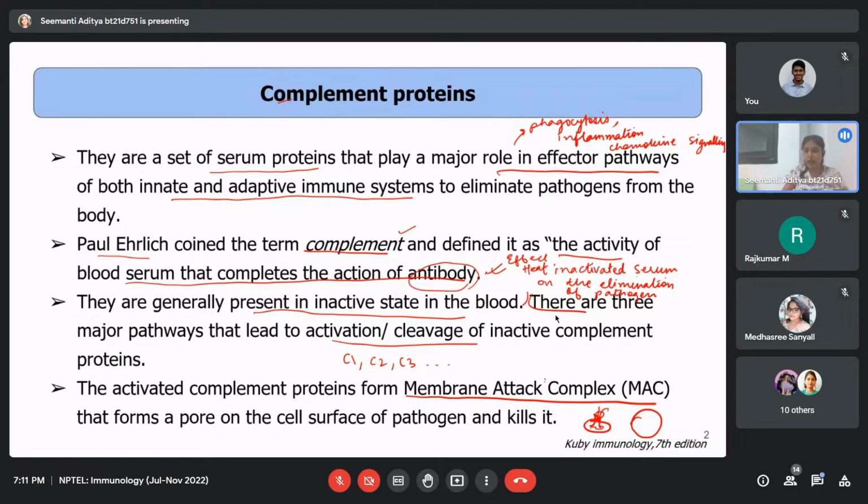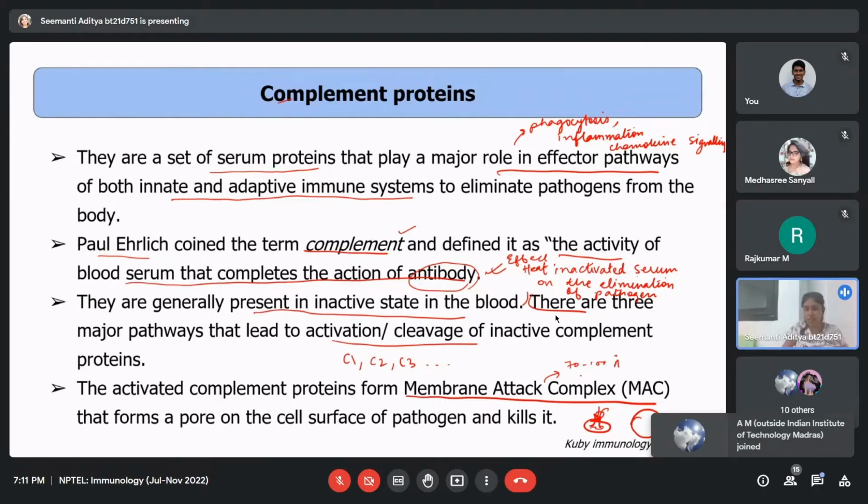And the MAC complex forms a very big pore. It's around 70 to 100 angstrom in diameter, and it's a very big pore, and it definitely leads to a very deadly lysis of the pathogens.